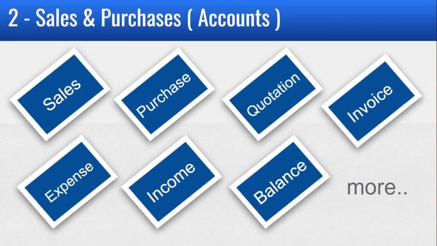Second is sales and purchase. There can be quotation, invoice, expenses, income, balance, and many more things covered in sales and purchases. So these things are also required for a business. Whenever you set up a retail and wholesale business, these are the things we need to take care of before setup, and if they are automated by the software, then wonderful.